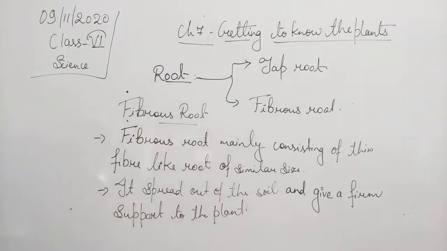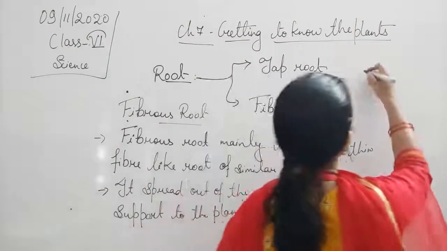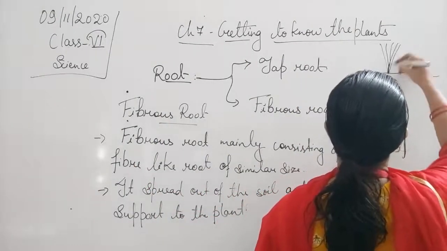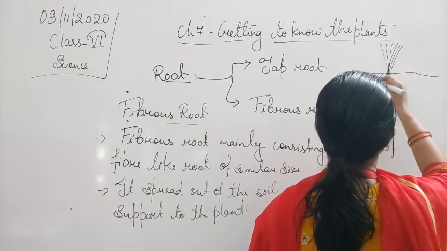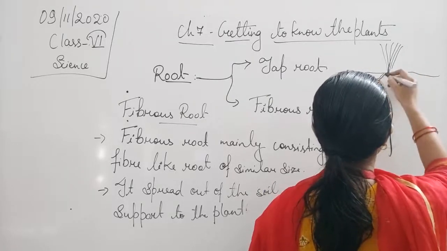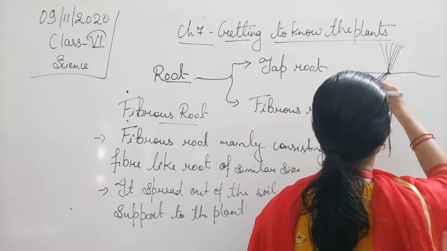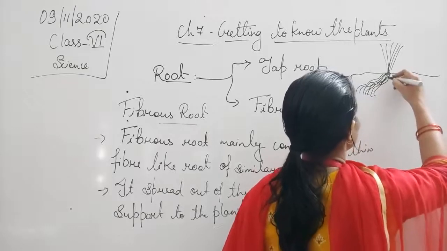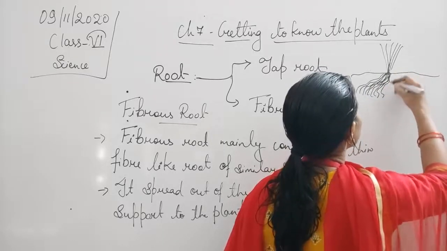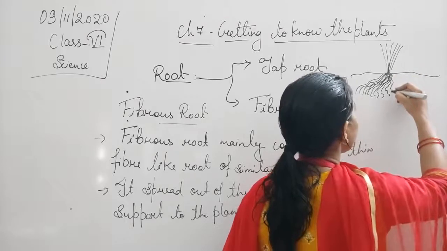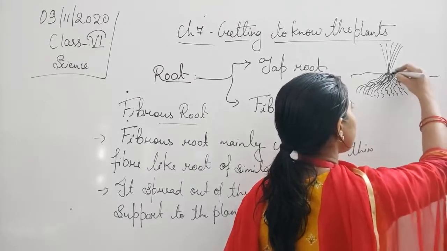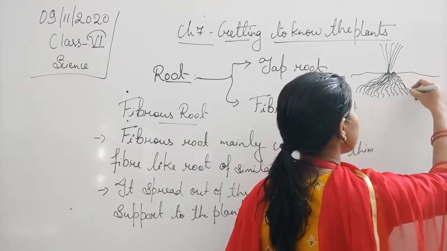Which gives the support to that of the plant. So if we see the diagram, students, what you will find in case of a diagram is that from here itself a lot of fiber-like structures come out from the ground, and these are almost of a similar size, students.